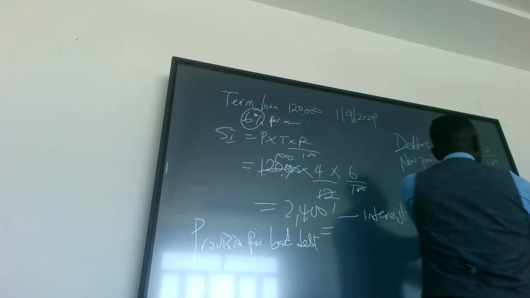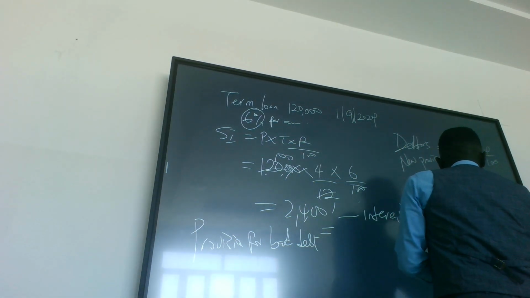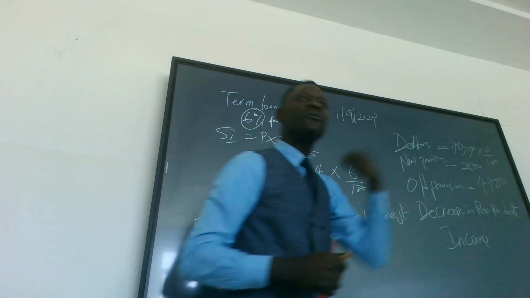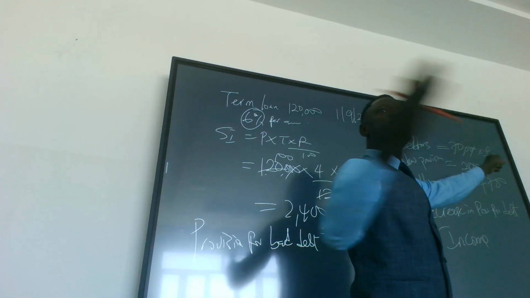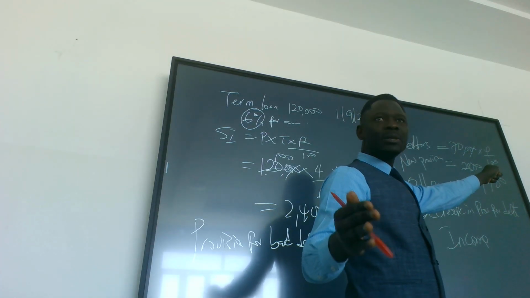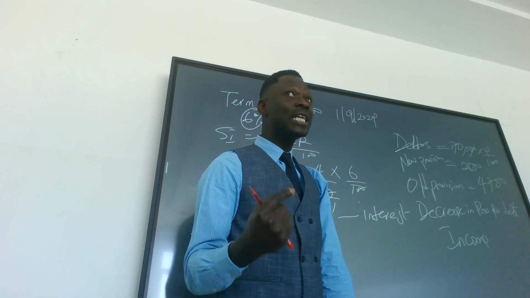And when there's a decrease in provision for bad debt, it becomes income. So you're going to add this to your gross profit in your profit and loss account. But if it was an increase, that's an expense. Do you know what I'm saying or not? Yes, sir. Don't write while I'm talking.